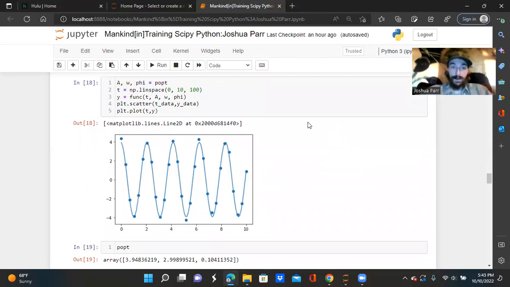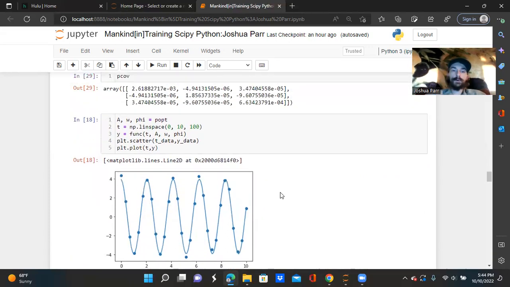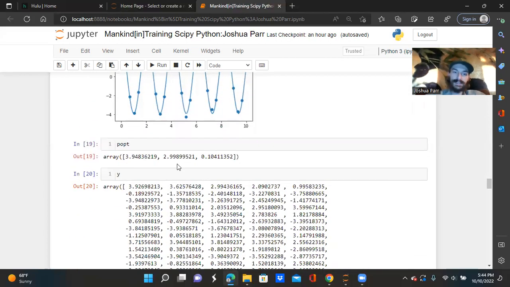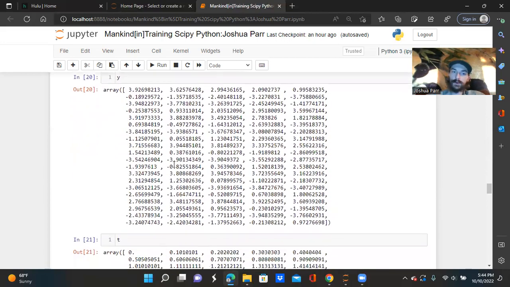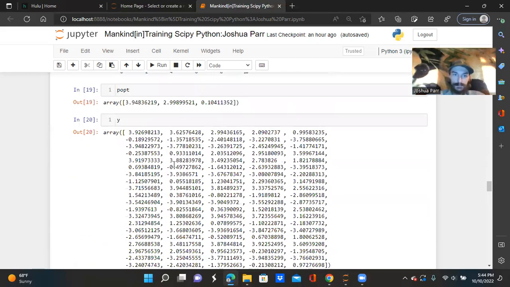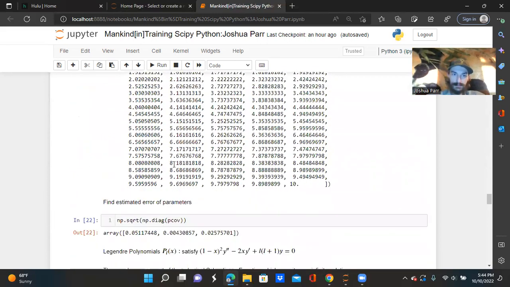Here, I'm taking A, omega, and phi and making it equal to popt, and t being equal to another linspace array, and y being the function. And I'm plotting the line and I'm plotting the data. And now I have the real data and the real line for this equation. If I ask for the popt, it returns it. If I ask for the y or the t array, it will return them. If I ask for the covariance, it will return that as well.